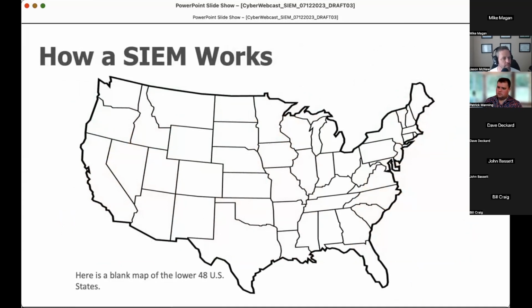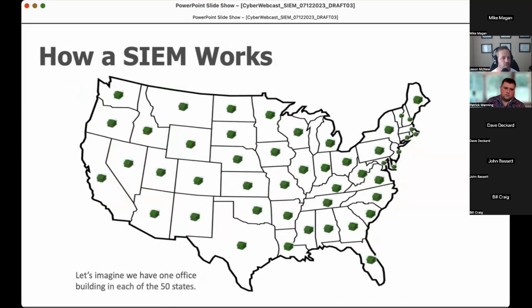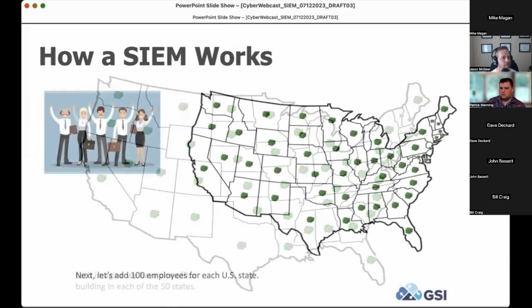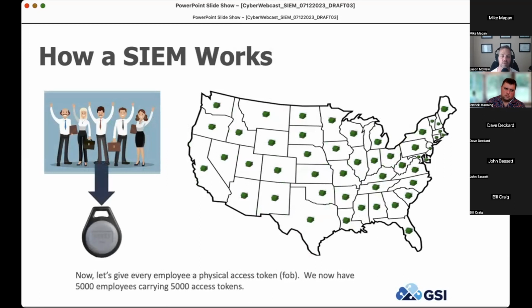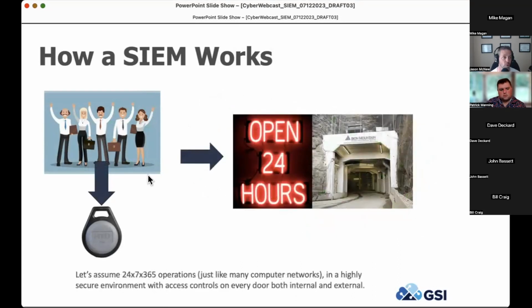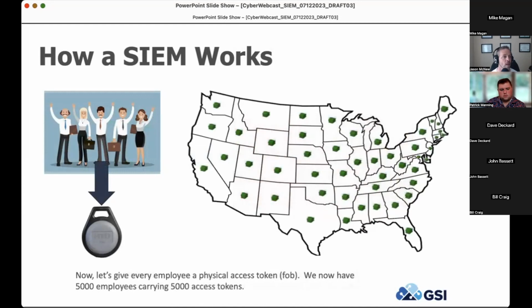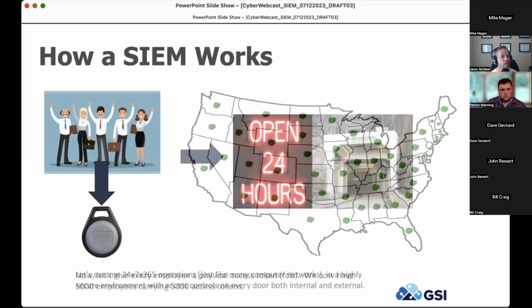So here's a blank map of the lower 48 U.S. states. Next slide. Imagine that we have a business in every single one. There are a lot of businesses like this. They might have an HQ or distribution or whatever in every single state. So we have one office building in each of the 50 states. Next slide. Now let's add 100 employees for each of these, so now we have 5,000 employees. That's a decent number of employees to manage. So let's give every single one of these employees a physical access token, or a fob. So now we have 5,000 employees with 5,000 fobs. Okay, next slide.